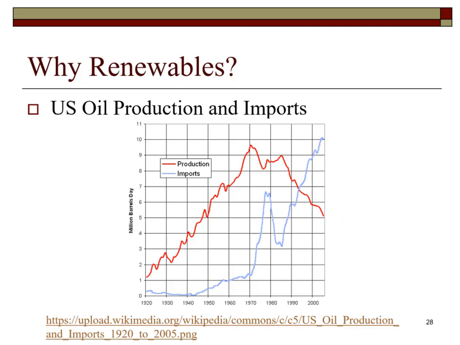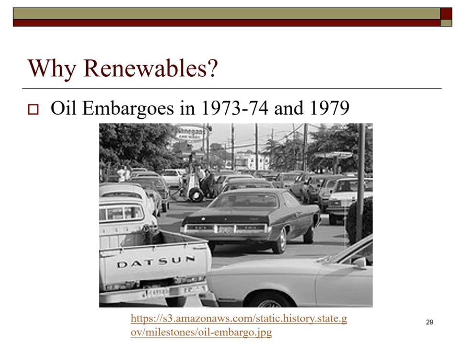This graph shows the U.S. oil production and the U.S. imports. The imports currently exceed the production. This photo is included to demonstrate the panic and chaos that ensued as a result of the oil embargoes in the 1970s. A person could buy gas only every other day. Yes, this was the United States.